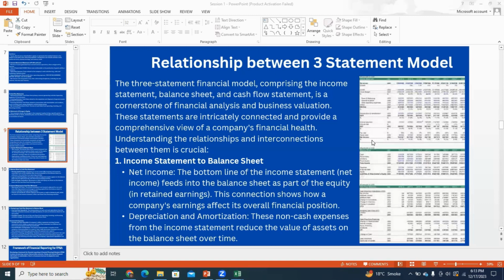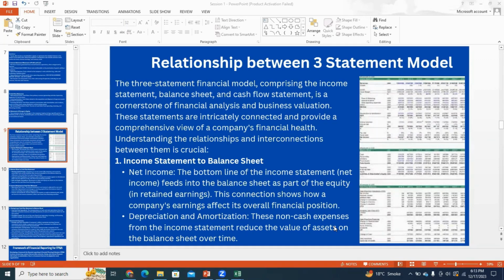We have to see how the three statement model has been related, and now we have to see how we link income statement to the balance sheet. So first thing is net income. The bottom line of the net income, the profit after tax, feeds into the balance sheet as a part of equity called retained earnings. As we have explained earlier, this connection shows how a company's earnings affects its overall financial position.